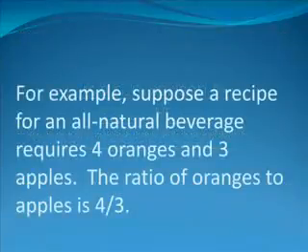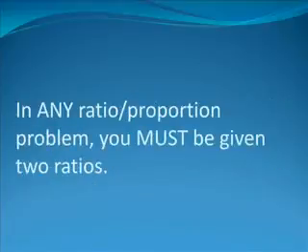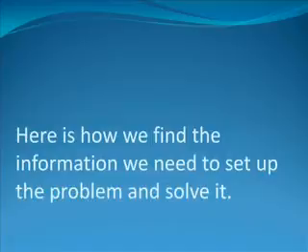For example, suppose a recipe for an all-natural beverage requires 4 oranges and 3 apples. The ratio of oranges to apples is 4/3. By the way, this is the only time that I know of when someone can legitimately compare apples to oranges. In a ratio proportion problem, you must be given 2 ratios, although they may be disguised in the wording of the problem. So let's see how to decode the problem.